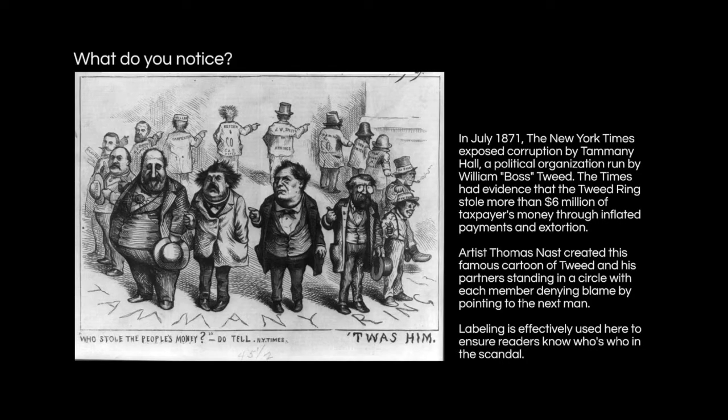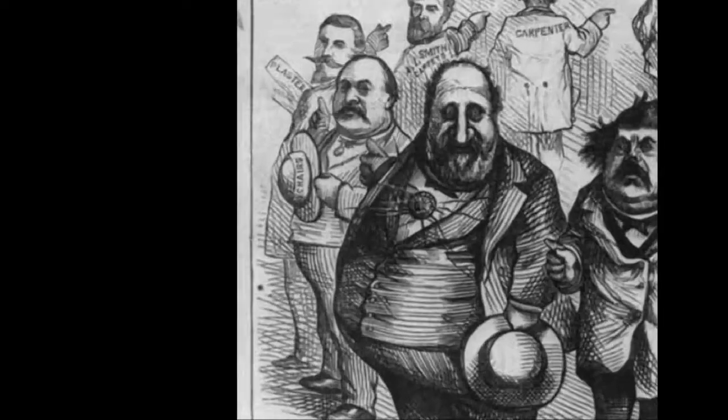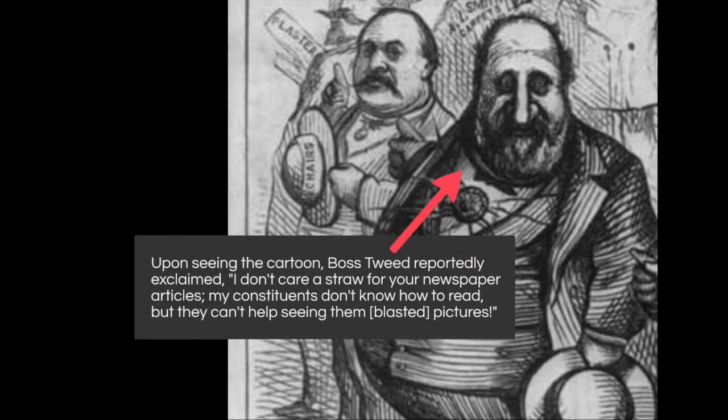So artist Thomas Nast created this famous cartoon of everyone passing the buck. And labeling is really effective here to make sure the reader knows exactly which business leader, which political ally of Tweed's he's taking aim at. The heavyset man here is Boss Tweed himself, who reportedly, at seeing this, got very upset, and he said, "I don't care a straw for your newspaper articles," talking to the New York Times. "My constituents don't know how to read, but they can't help but seeing them blasted pictures."